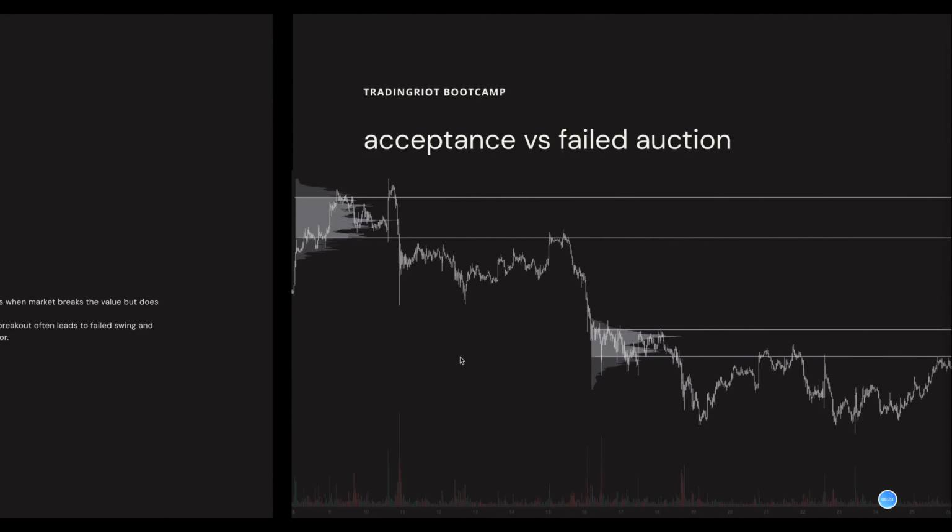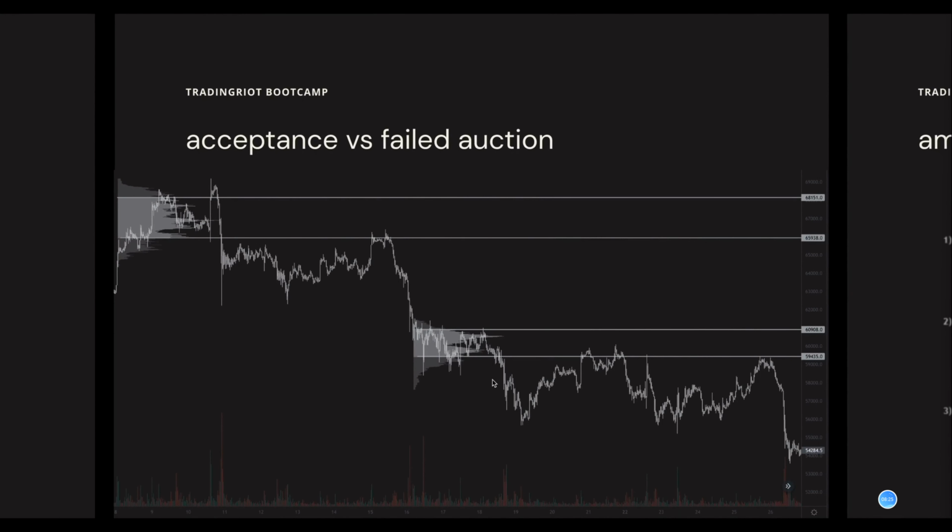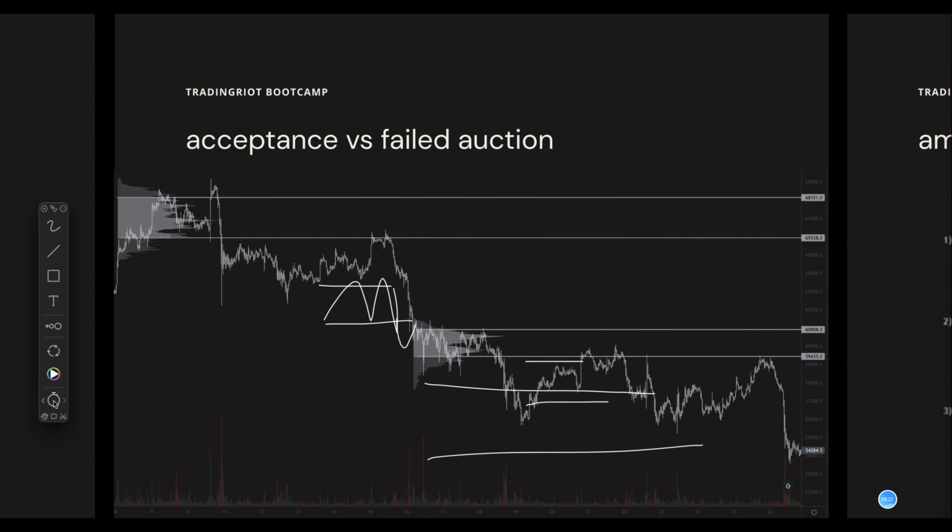Okay, so we have it as an example here. The market forms the value, trading inside it. You have a pickup in volume above here. It failed to gain acceptance. It will then flush quickly lower and gain acceptance below the value. This is often seen in time.